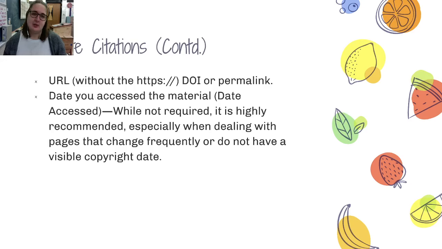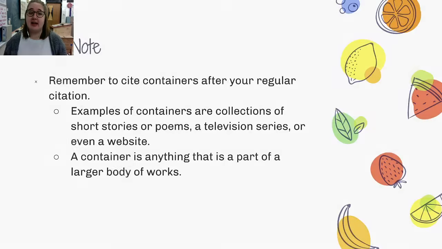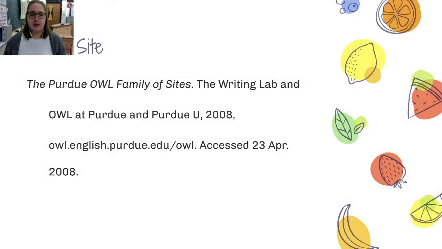Or if they don't have a visible copyright date, make sure that you let me know when you accessed it, because Wikipedia changes day to day. All right, remember to cite containers after your regular citation. This would be collections of short stories, a whole album, a whole book, a whole play, if you were citing just one act or one scene. A container is anything that holds the smaller works or is part of a larger body.